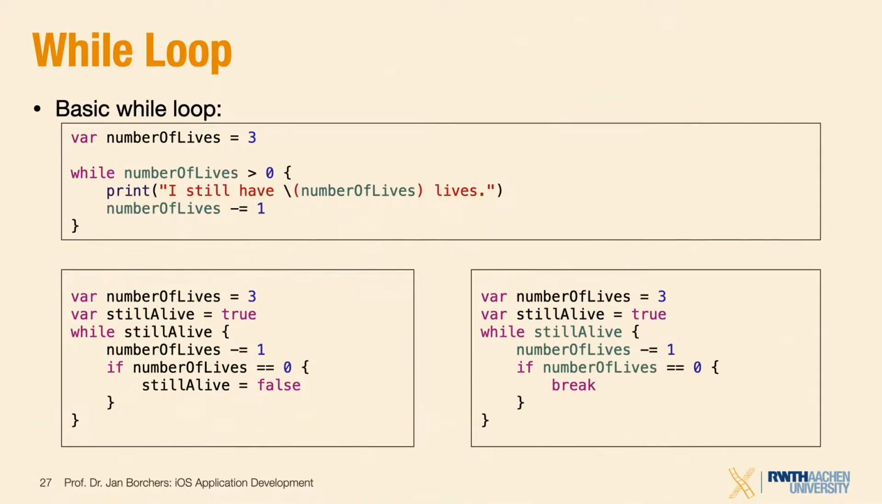The basic while loop looks like this. You set up a number of lives, for example, and while it's above 0, we still print something out, and then we reduce the number by 1. So that's very much like what you would know. As you can see here, we basically have different ways of exiting these things.